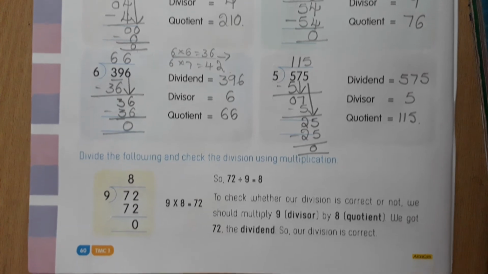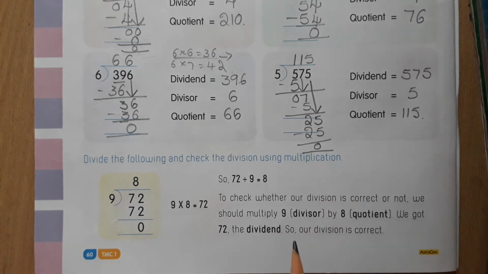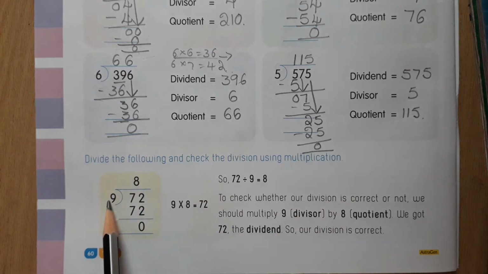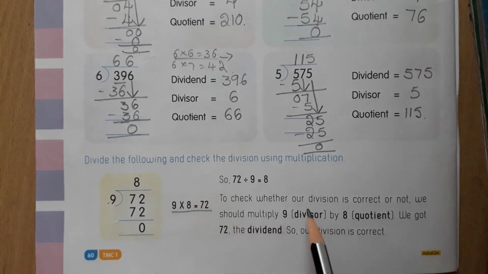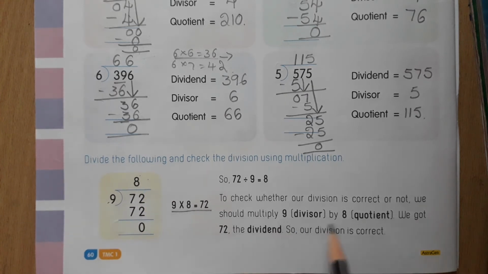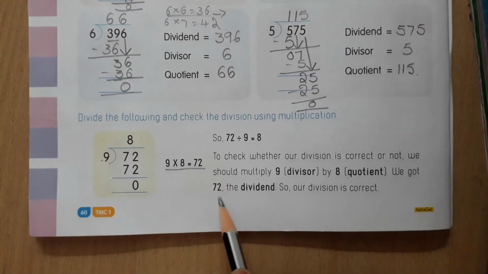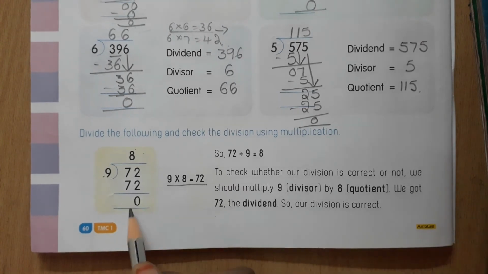Okay. So look here. Here is an example, children. Divide the following and check the division using multiplication. So 72 divided by 9. 9 8s are 72. To check whether our division is correct or not, we should multiply divisor and quotient. Then we get 72, the dividend. So our division is correct. This rule applies when we get the remainder 0 only.